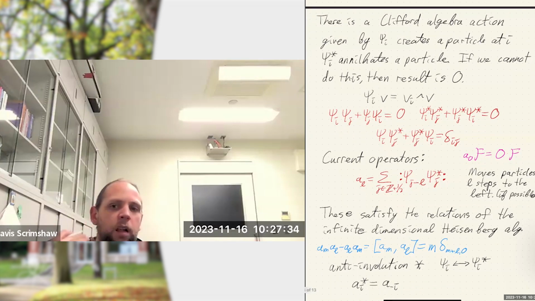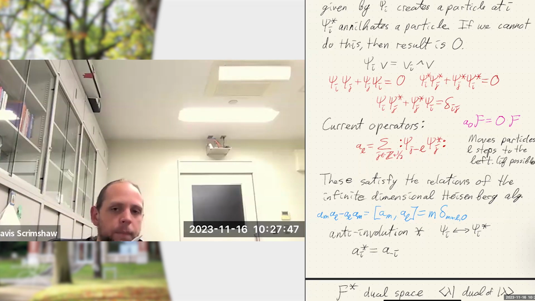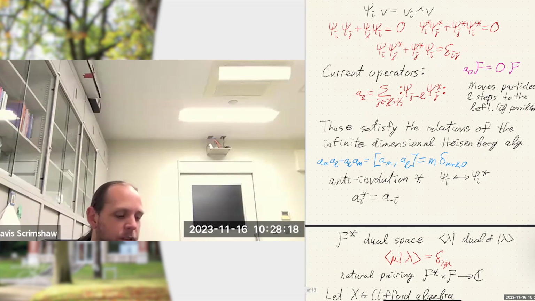This would allow us to potentially move out of our original Fock space, but I'm going to restrict myself to these current operators, where how you want to think about them is when I apply a current operator to a basis vector v, then it moves a particle. If I apply a_l, then it moves a particle l steps to the left in all possible ways. And so I'll get a linear combination, but I still get something back in my fermionic Fock space. And with a little bit of work, you can show that these satisfy the relations of an infinite dimensional Heisenberg Lie algebra. Basically, what that means is the bracket is 0 unless m plus l sums together to be 0, in which case you get a coefficient of m in front.